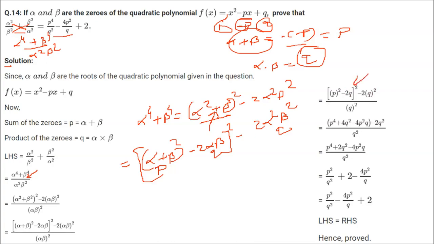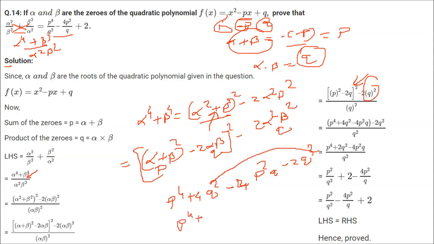So let us expand it. This is P to the power 4 plus 4Q square minus 2 into P square 2Q, so 4, that is 2 into 2, 4, and P square Q. And then we have 2Q square also. So let us take this 2Q square and 4Q square, P to the power 4. This becomes 2Q square, these two. Then we have minus 4P square by Q.